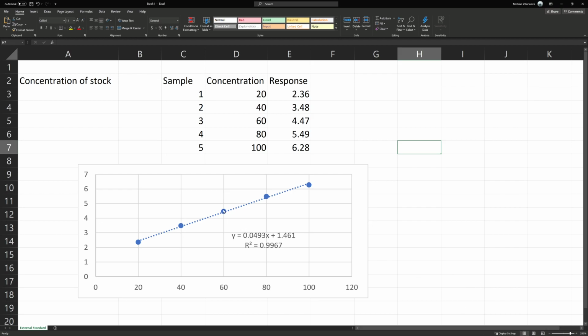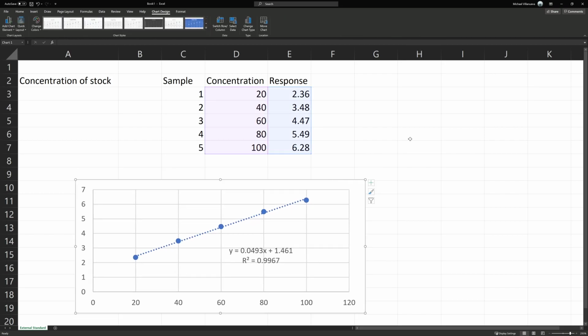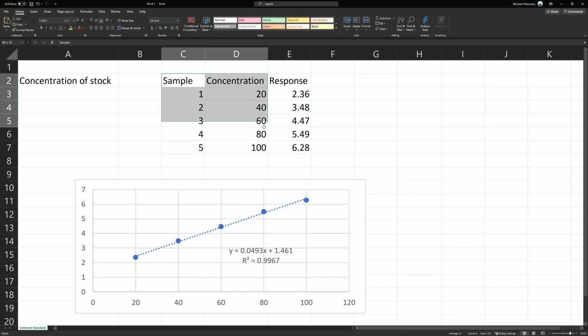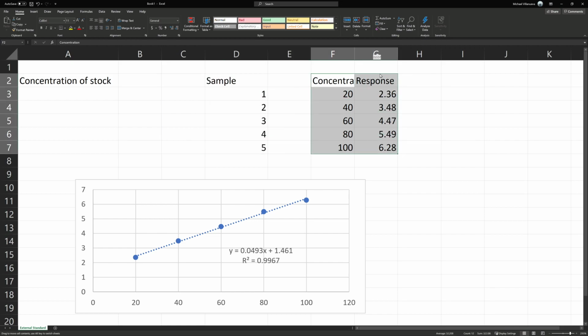So we have our line, we have our equation, we have our R-squared value. All we need to do is to determine the value of our unknown if we were given one, and we would plug it in and solve. But let me show you how to do something a little bit more neat that Excel could super help you out with. Let's move all these values to the side.